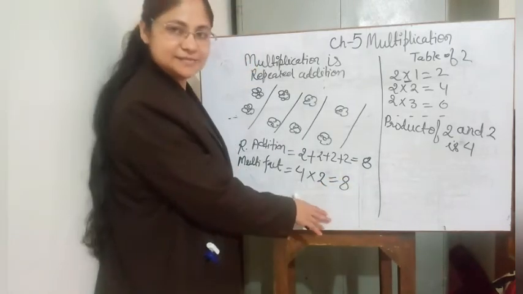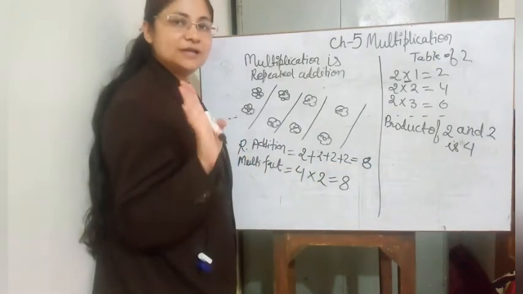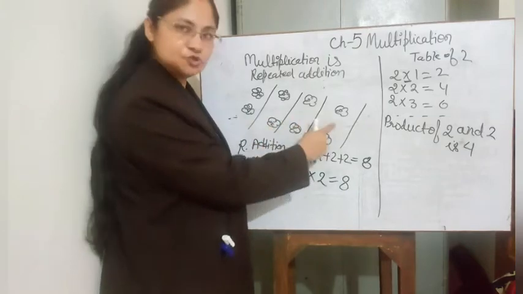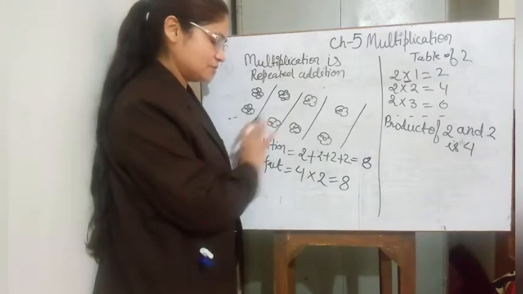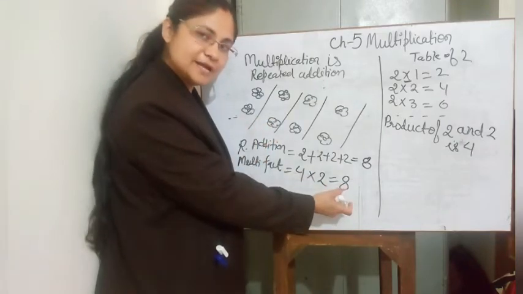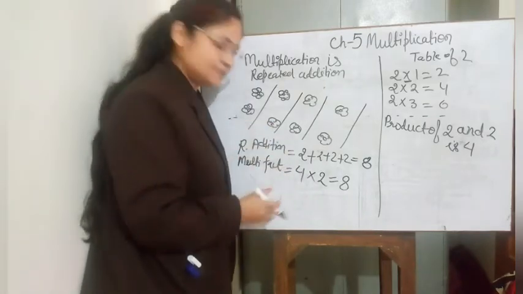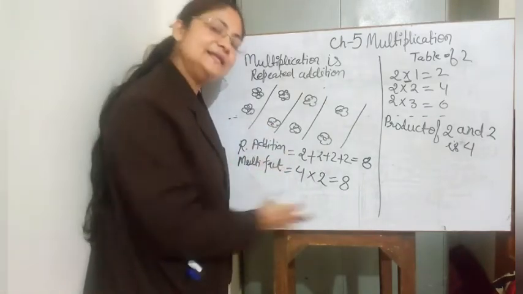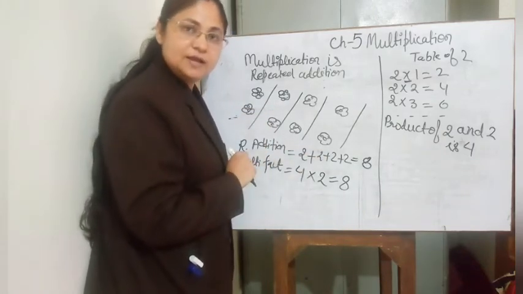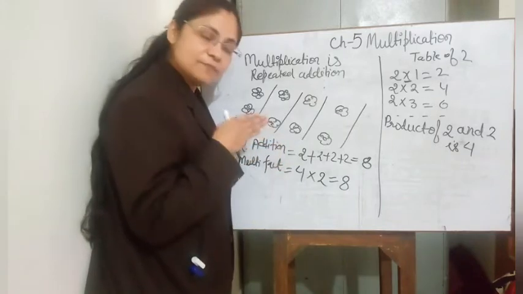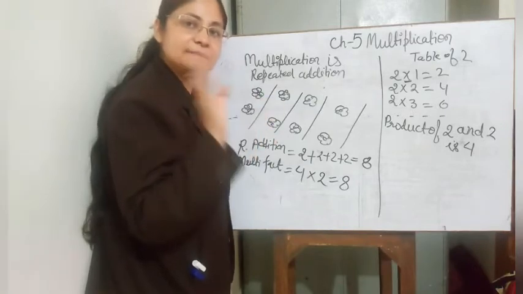In that way we can see that it is 8. If I am adding 4 times 2, 2 plus 2 plus 2 plus 2, the answer will be 8. But if I am just multiplying 4 multiplied by 2, then also we will get answer 8. What is the purpose? Why are we going for multiplication? We can add also. We go for multiplication when you have to add the same number 100 times.